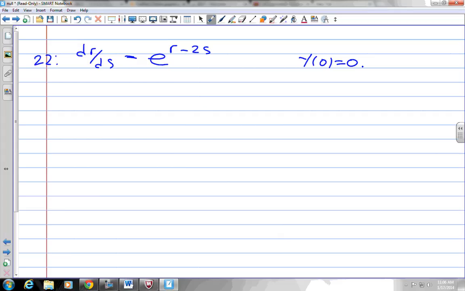So right now, the way this one is written, the function on the right is a function of both r and s, so we'll have to use some properties of exponents to separate them. What's the property that I can use? Division, very good. So dr ds is the same as e to the r over e to the 2s. Is that right?